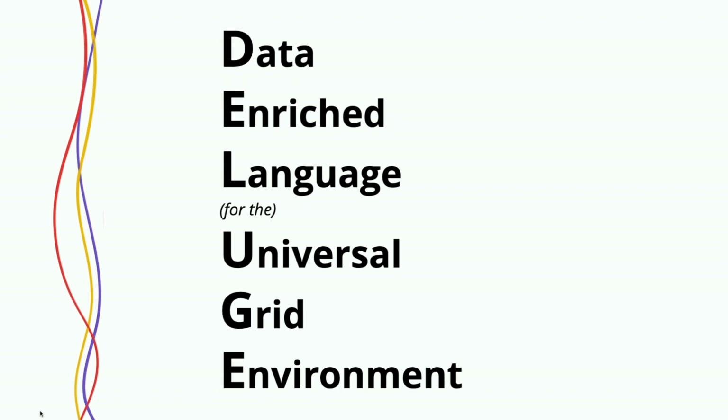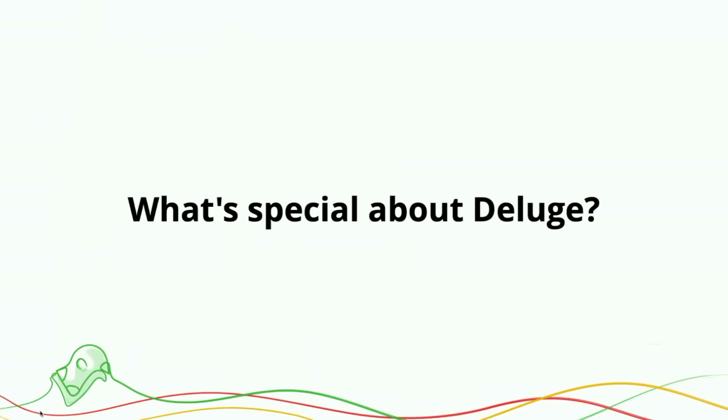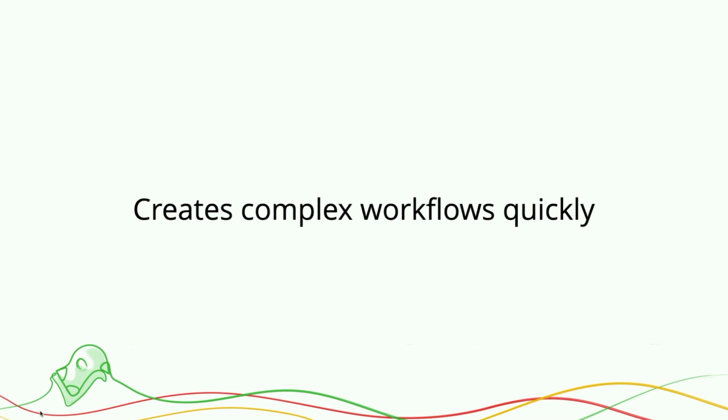So what does Deluge mean? Data-enriched language for the universal grid environment. It is an acronym. Okay, so what is special about Deluge? It lets you create complex workflows very, very quickly. And that's what we have designed it to do.